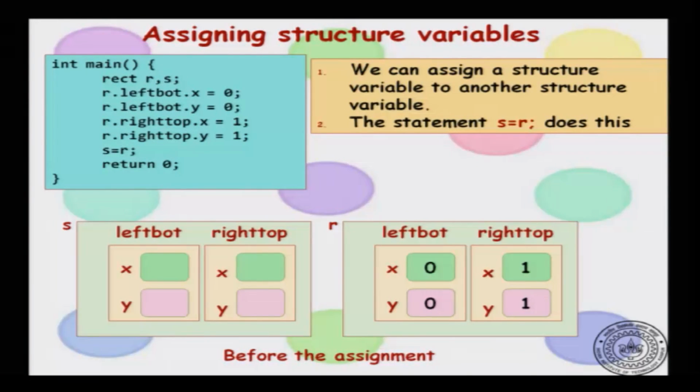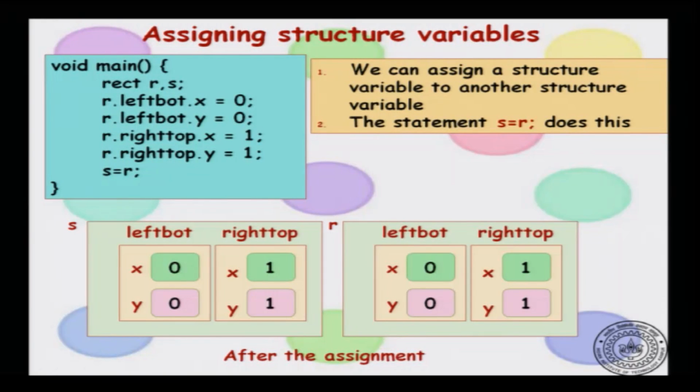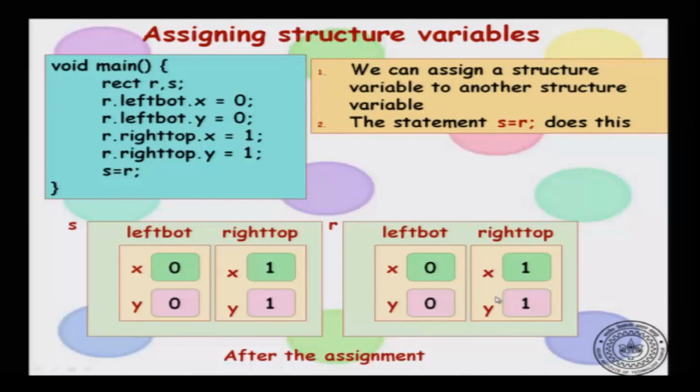When you do s equal to r, it is very nice. What it does is, s's left bottom dot x will be assigned 0, s's left bottom dot y will be assigned 0, s's right top dot x will be assigned 1 and dot y will be assigned 1. So, what happens is it goes into the structure r and copies it entirely in its full depth into s. Okay. So, it is not just that left bot and right top are copied, its internal fields are also copied into s.